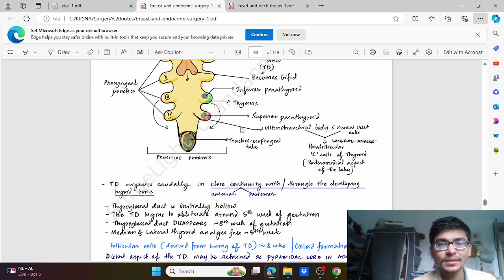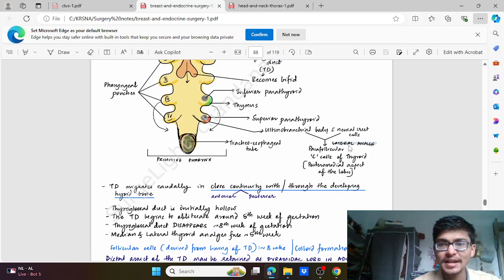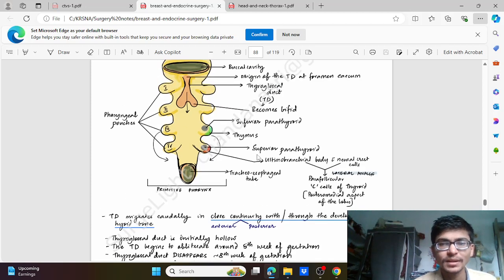The fourth pharyngeal cleft and pouch will be forming the ultimobranchial body along with the neural crest cells. These are called the lateral anlage and will be forming part of the C cells of the thyroid and the posteromedial aspect of the lobe. The third pharyngeal cleft and pouch will be forming the inferior parathyroid and the thymus.